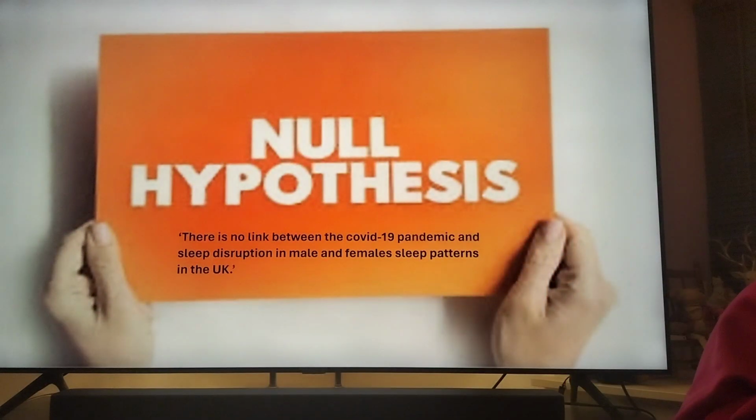The null hypothesis states that there is no relationship between the 2 variables that are being studied and that one variable does not affect the other. It implies that the results are due to chance and are not important in terms of supporting the idea that is being investigated. The null hypothesis for this investigation would be there is no link between the COVID-19 pandemic and sleep disruption in male and female sleep patterns in the UK.